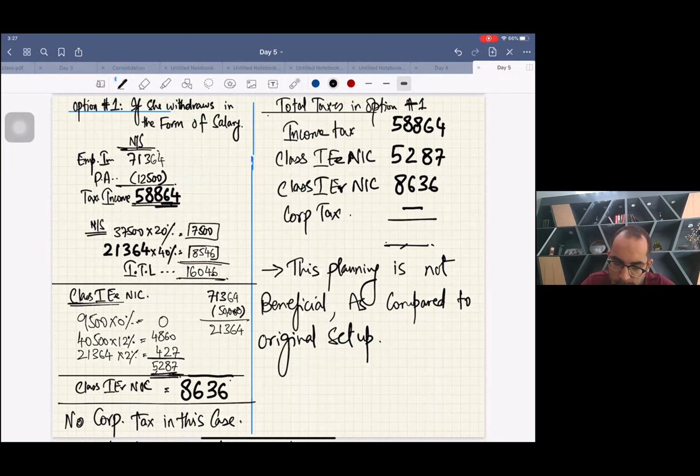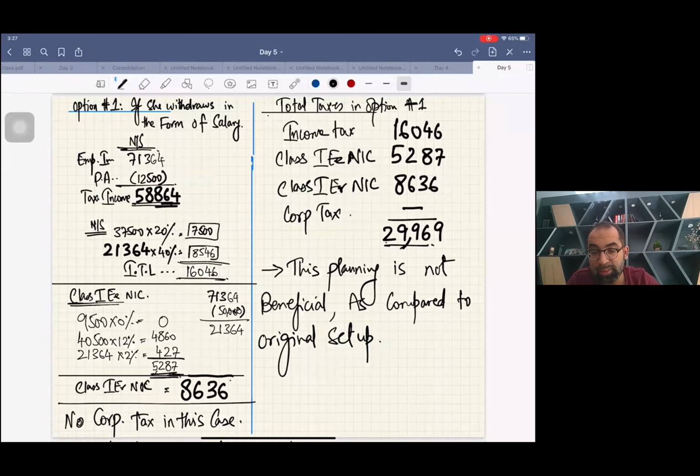Oh, sorry, my bad. Income tax is 16046. I'm sorry. 16046, so the total is 29969. 29969 is the total cost in this package, and this package is not good. This package is not beneficial.